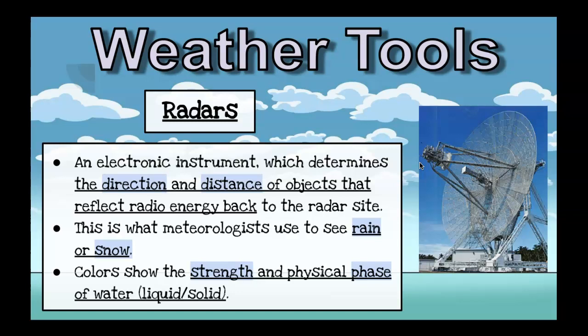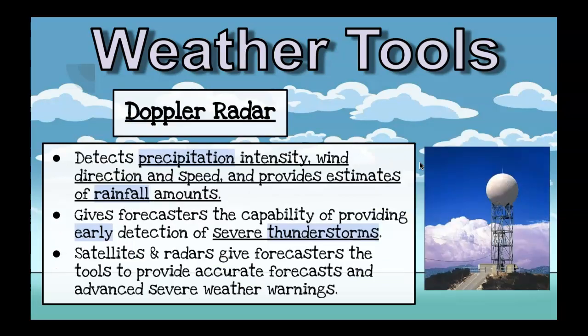So the main thing a radar is used for is to see precipitation like rain or snow. The different colors that you'll see on a weather map show the strength of the precipitation and the physical phase of it. So is it in the form of snow? Is it in the form of sleet? Is it just liquid and in the form of rain?